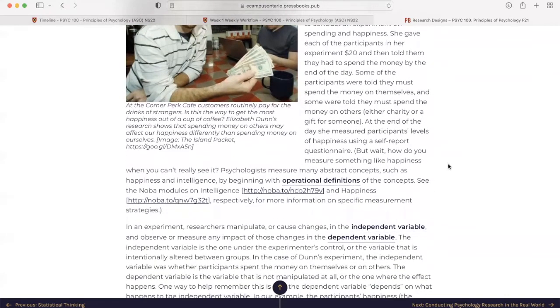But wait, how do you measure something like happiness when you can't really see it? Psychologists measure many abstract concepts, such as happiness and intelligence, by beginning with operational definitions of the concepts.